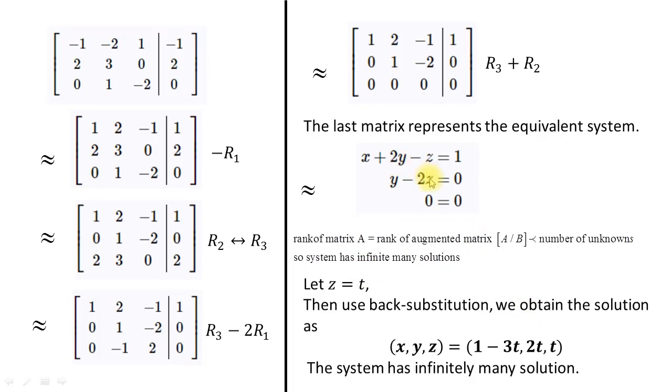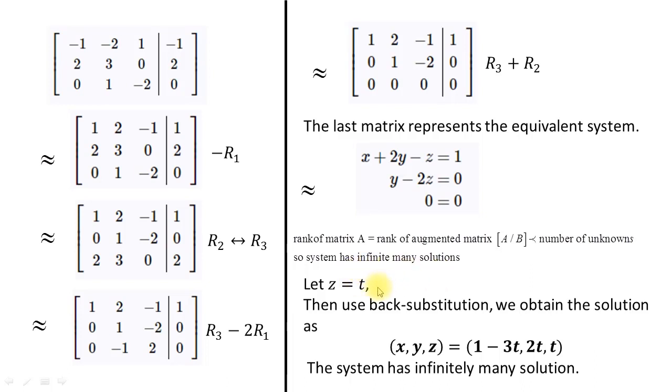Putting z is equal to t, we obtain y is equal to 2t. Putting the value of z as t and the value of y as 2t in this term, 4t minus t is 3t, and x is equal to 1 minus 3t. So x is equal to 1 minus 3t, the value of y is 2t and the value of z is t.